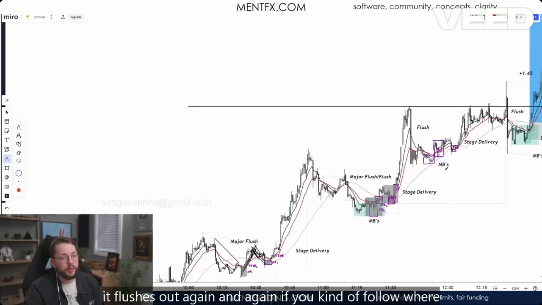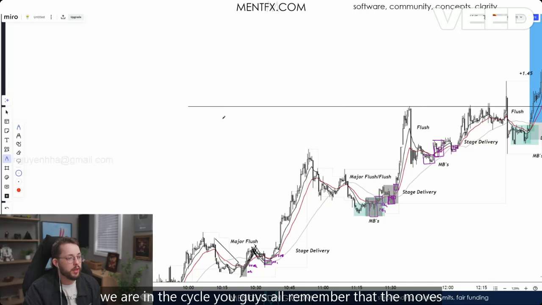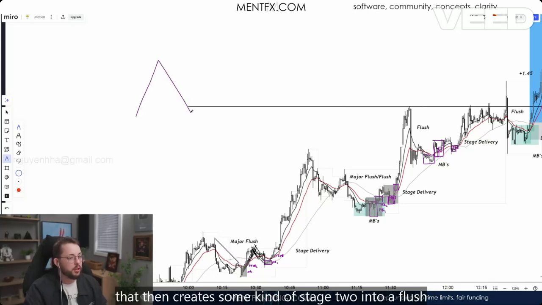And again, if you kind of follow where we are in the cycle, you guys all remember that the moves usually start with a major flush. So that's the major flush. That then creates some kind of stage 2 into a flush, creates a stage 2 into a flush.